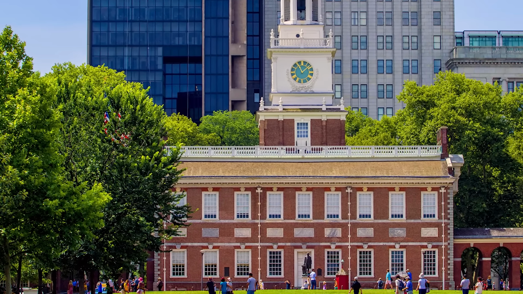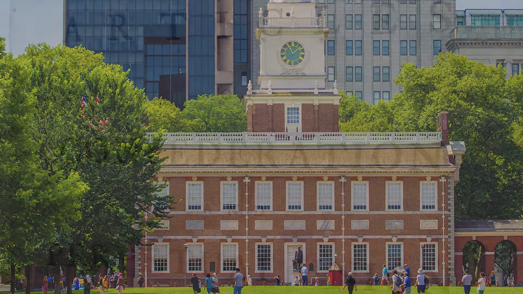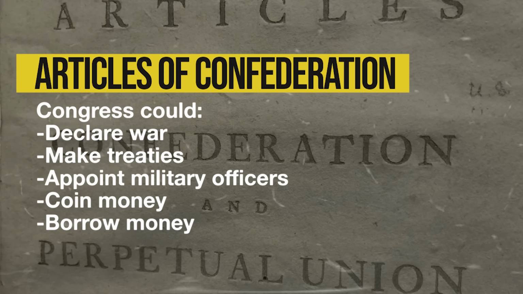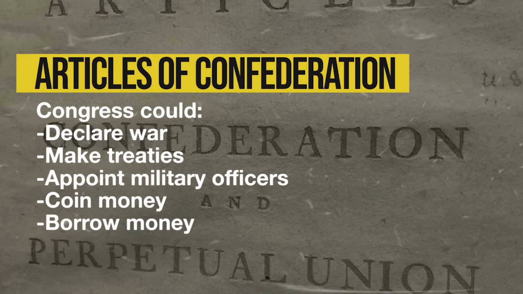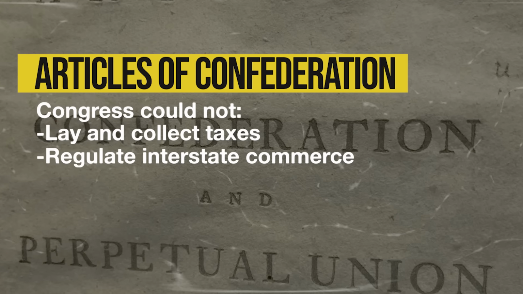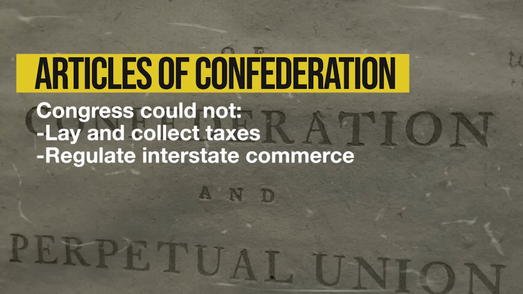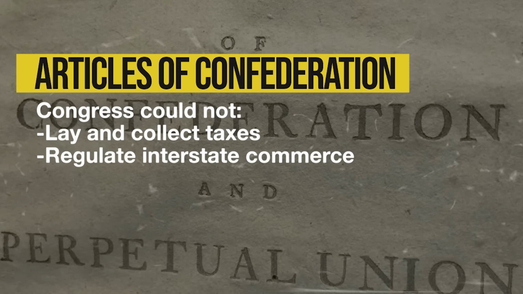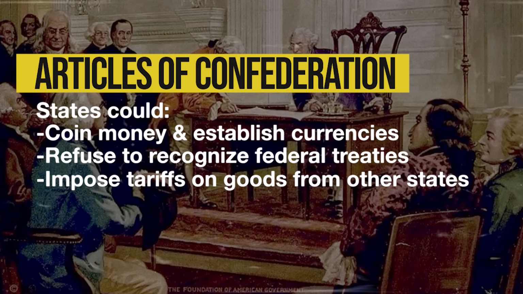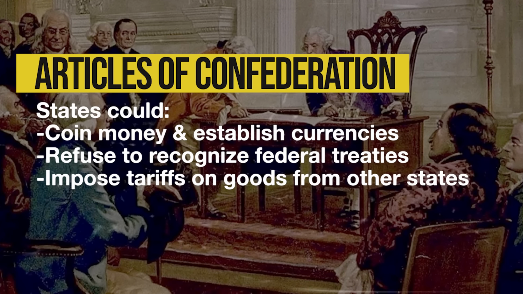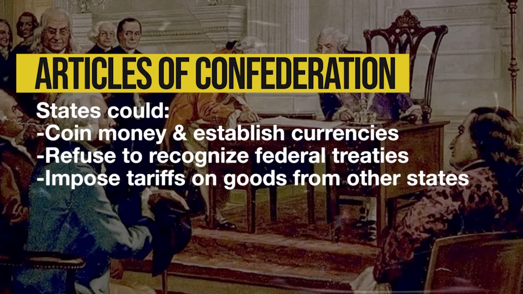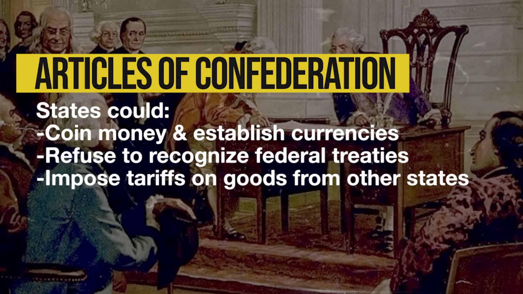Congress did have a few powers, mostly to do with foreign policy. They could declare war, make treaties and alliances. They could also coin and borrow money, but that's about it. Congress couldn't tax either the states or the people directly, and it also couldn't regulate interstate commerce. And even with the powers Congress did have, states still had more power. They could also coin money and create currencies, and could even refuse to recognize federal treaties.